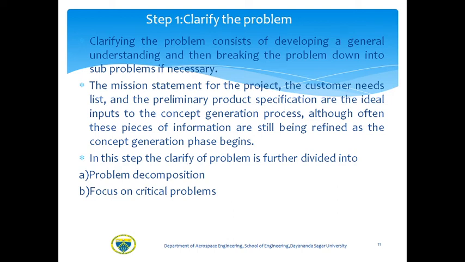Clarifying the problem, anyhow, we discussed much, but the only thing is, once you understand the problem, it is better to decompose it. Take the main problem and decompose it. How do we make it into sub problems? Once you arrive at the sub problems, then you will have the solution for the entire problem. And this also we discussed: focus on the critical problems.